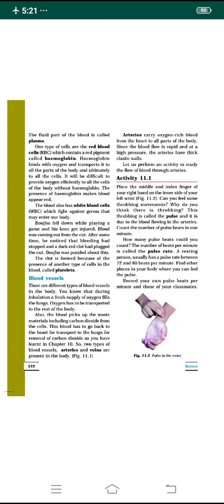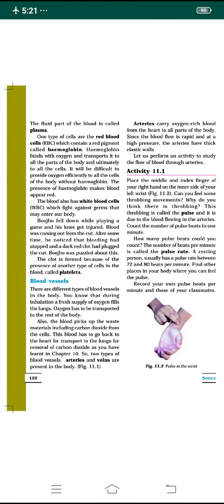Dear students, in the previous class I was discussing the circulatory system. In that I discussed the cells of the blood: the RBCs, WBCs, as well as the platelets. About these three types of cells we discussed, and let us discuss in today's class the blood vessels. There are different types of blood vessels present in our body.